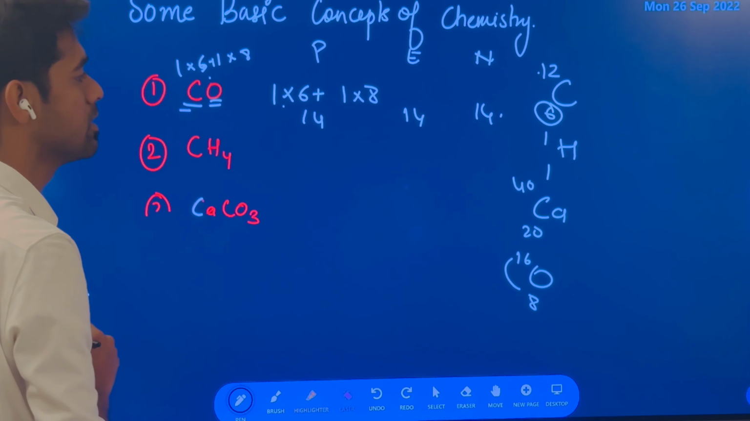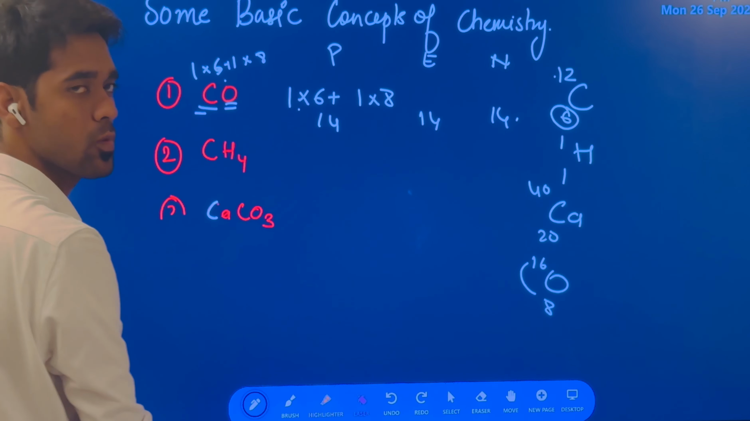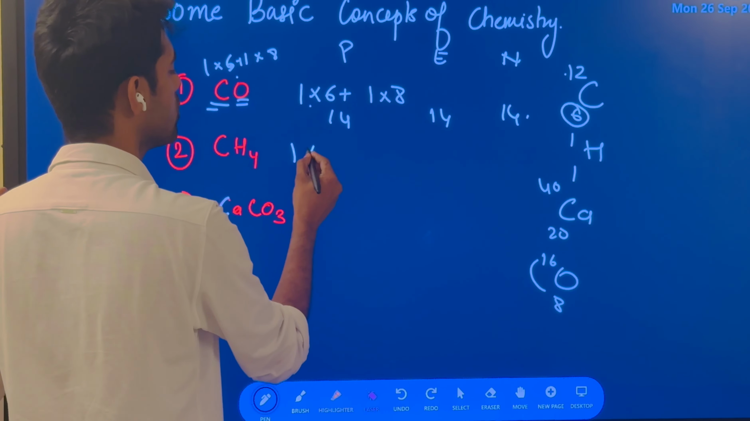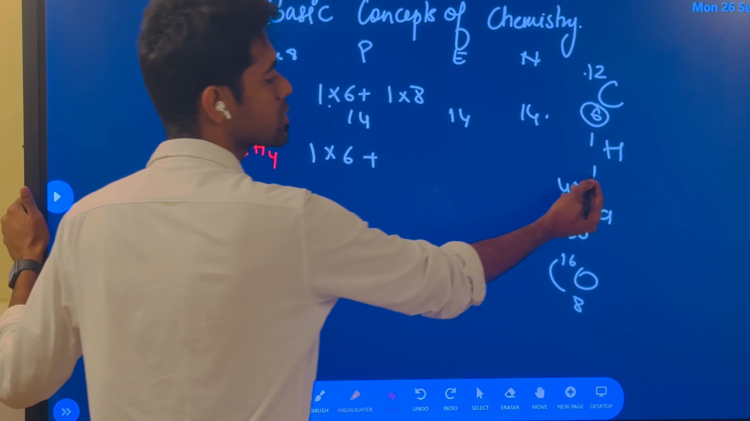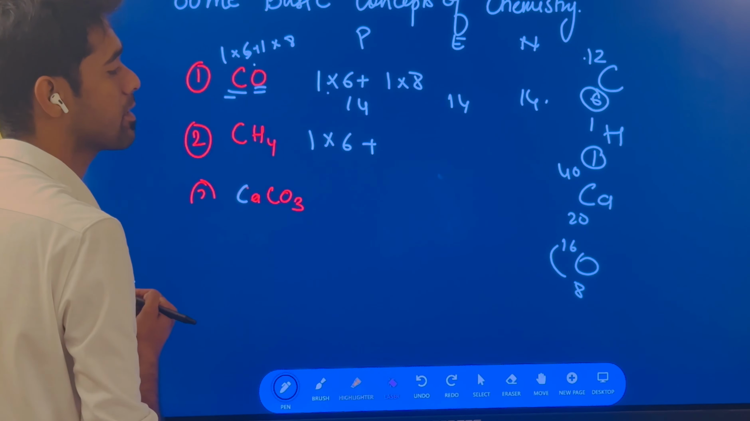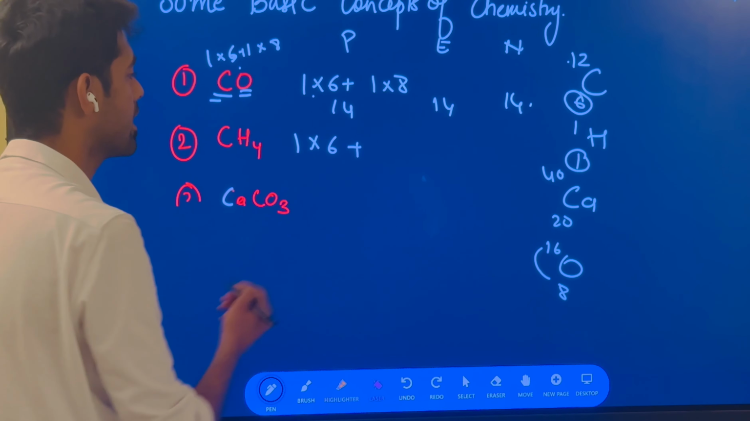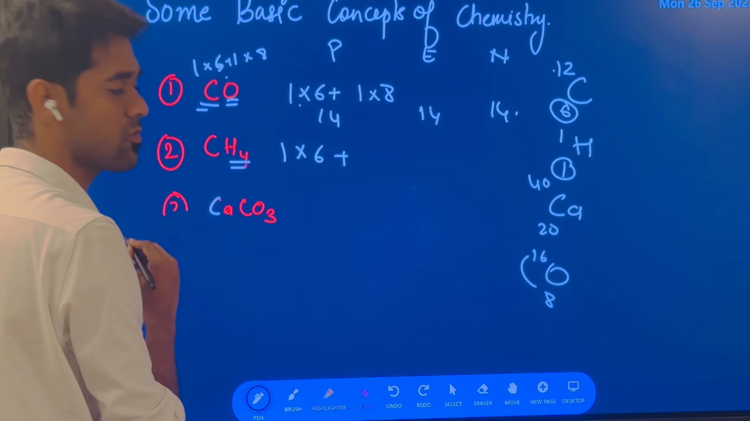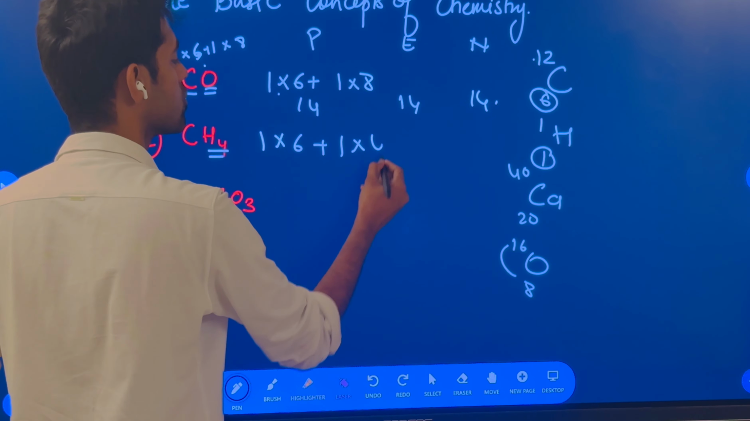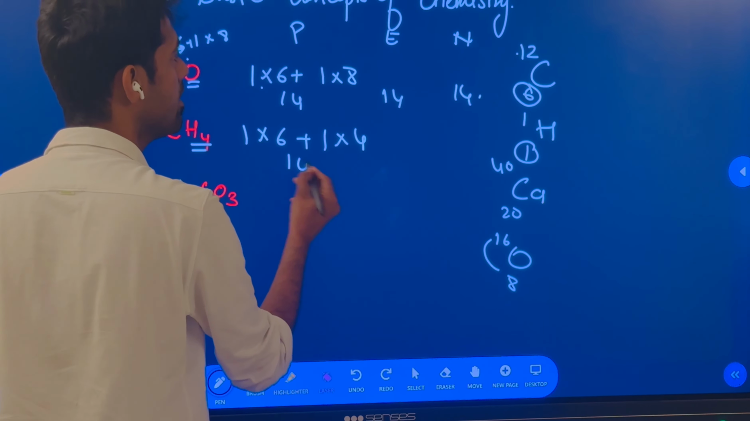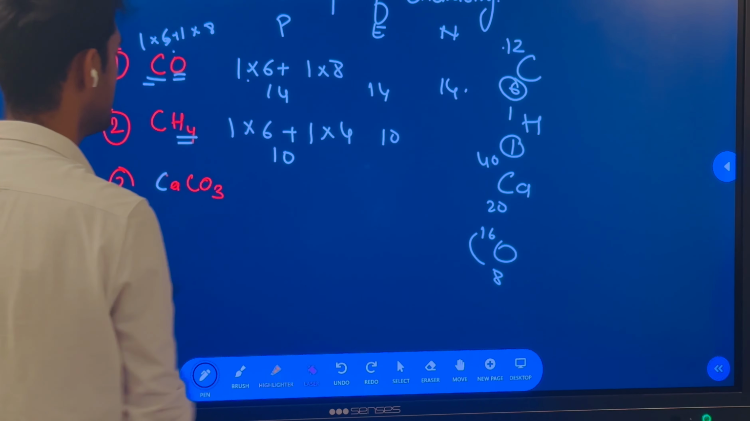Similarly, we will calculate for CH4. So I am going to do this for protons now. Again, 1 into 6 plus for hydrogen, how many protons are there in one atom of hydrogen? 1 proton, right? So here 4 atoms are there of hydrogen. So 1 into 4. So this brings 6 plus 4, 10. And similarly, the number of electrons is also 10.